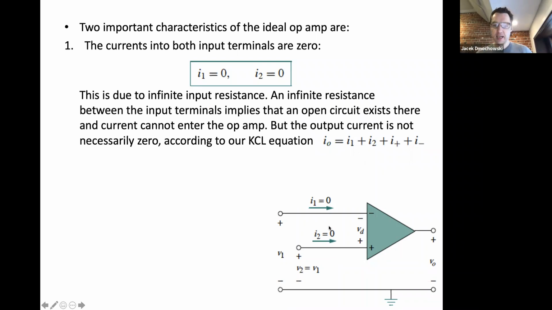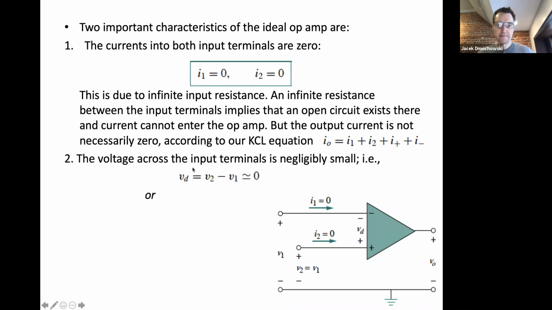So basically, you can think of there being an open circuit between the two inputs. But note there will be an output current, because even without feedback, you still have the power supply currents, I plus and I minus. And then you also have the feedback, which usually has current.